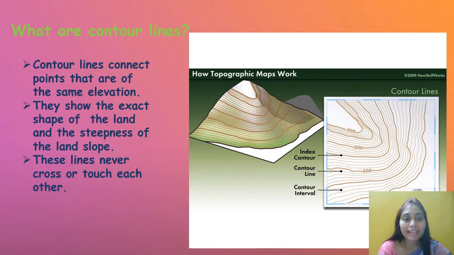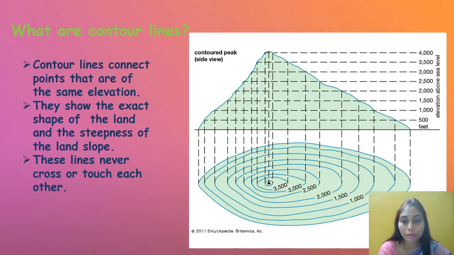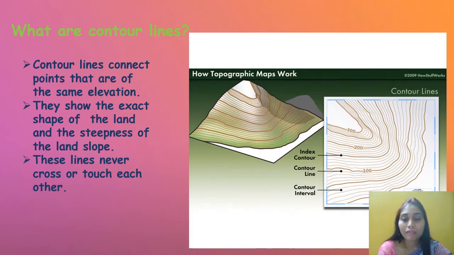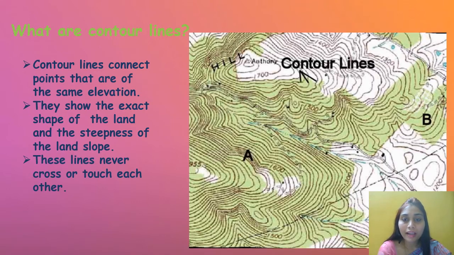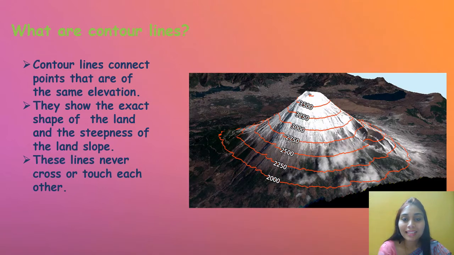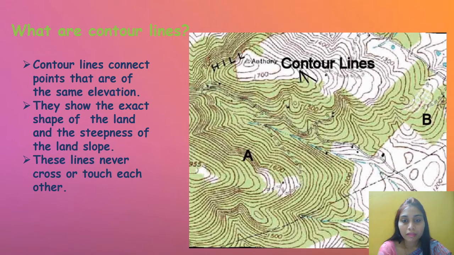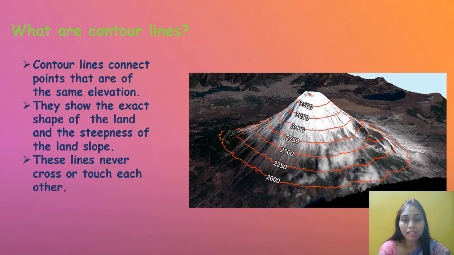They show the exact shape of land and the steepness of the land slope. With the help of these contour lines, we will be able to know the exact shape of the land and how steep the slope of that land is. These lines also never touch each other or cross each other. They are separate from each other and they never touch or cross each other.